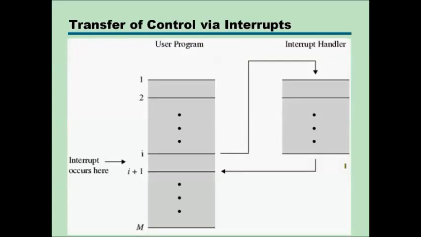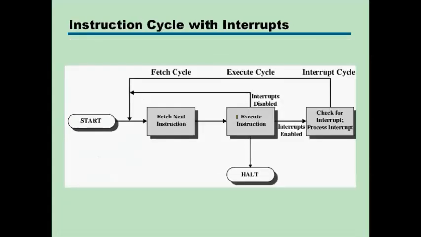So next is transfer of control via interrupts. So for example, an interrupt occurs here. We have the implementation here, I plus 1. So we are testing the I plus 1, the implementation here, and then it will be passed into an interrupt handler. Okay? So this is the transfer of control via interrupt. So we have the user program and the interrupt handler.